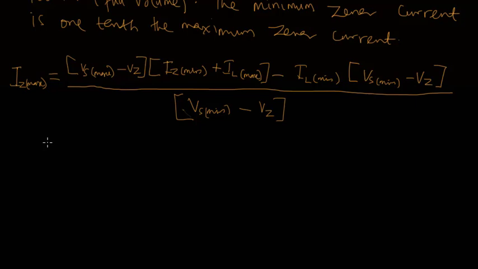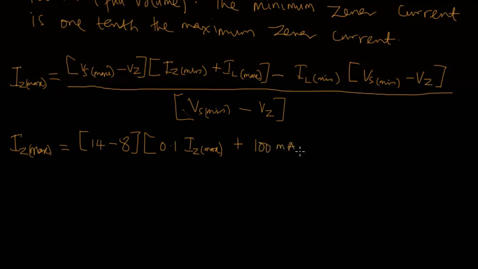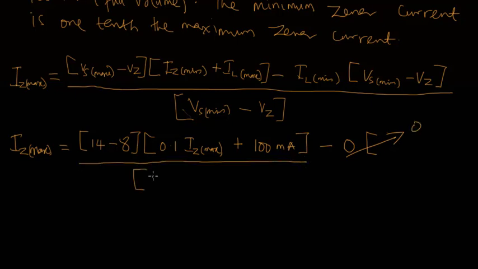The maximum Zener current is given by Iz max equals (Vs min minus Vz) into (Iz min plus IL max) minus IL min into (Vs max minus Vz), all over Vs min minus Vz. Now substituting the respective values, Iz max will be equal to (14 minus 8) into (0.1 Iz max, of course the Iz min is 1/10 of Iz max, plus 100 milliamp, which is the maximum load current) minus IL min, which is 0, all over 11, which is Vs min minus 8, the Zener voltage.